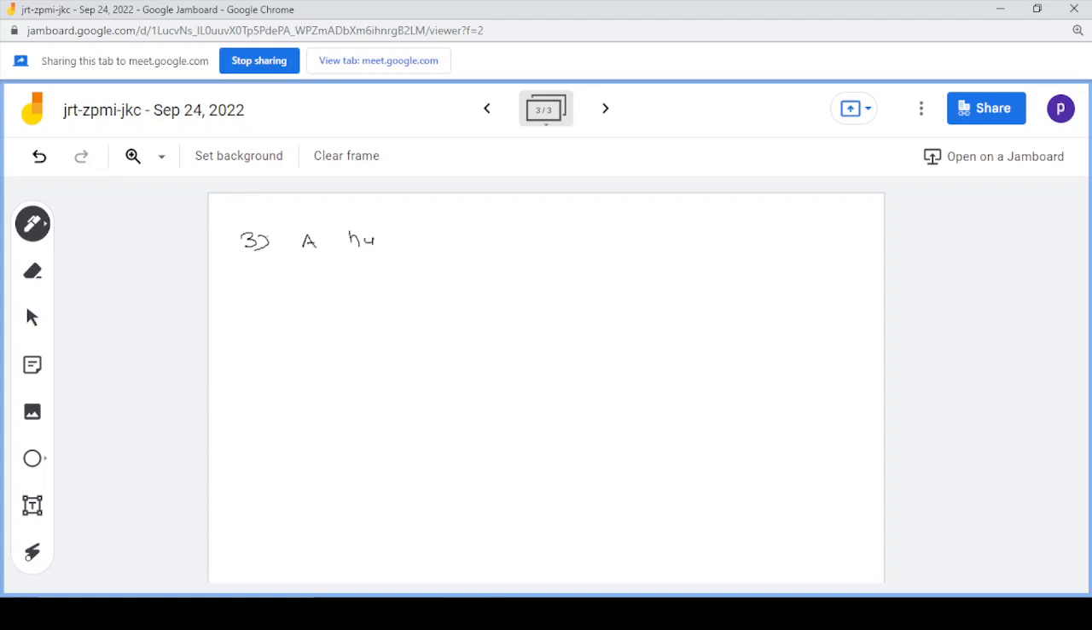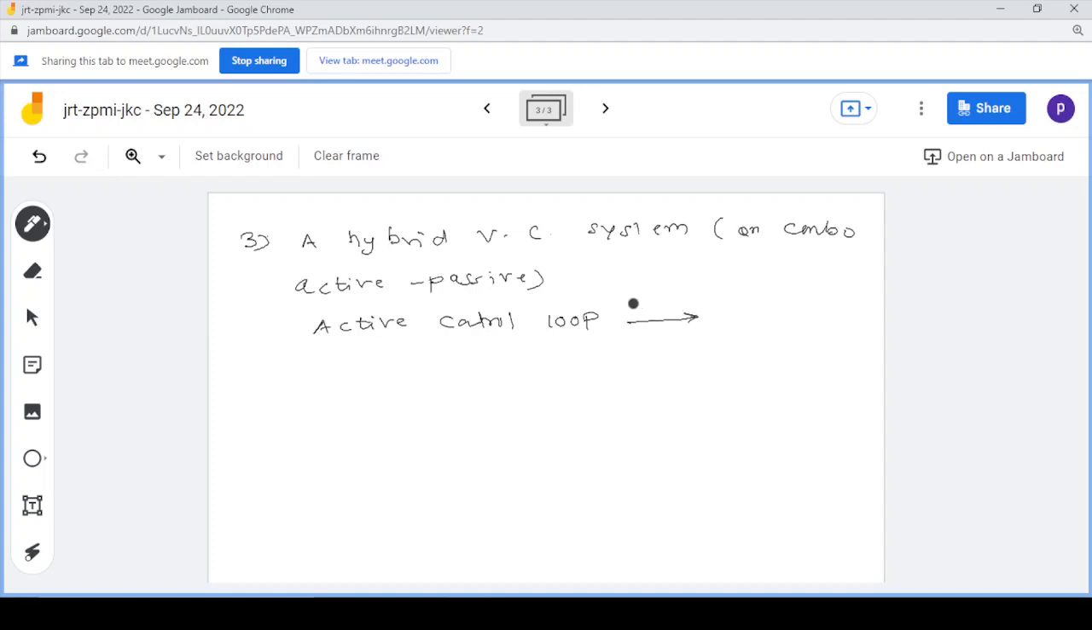A hybrid vibration control system, that is a combination of active and passive, can combine the advantages of both, that is passive and active control systems, when the active control loop operates in synchronization with the passive control device.